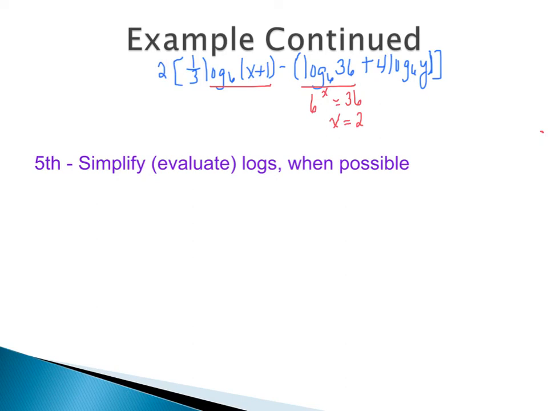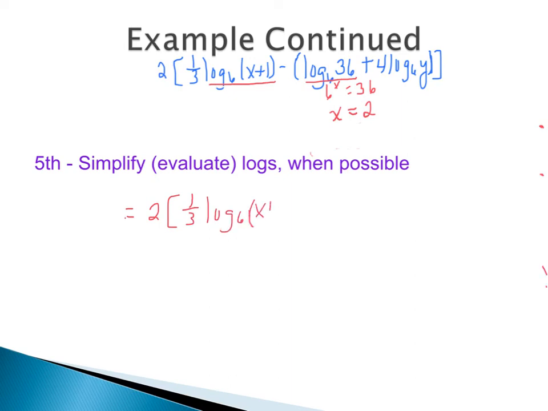Our final answer, one form of our final answer then, would be 2 times 1/3 log base 6 of x plus 1 minus, so that log base 6 of 36 turned into 2, plus 4 log base 6 of y. And again, just making sure that you have the parentheses in the correct place to show where the expansion came from. So this is one form of the correct answer.